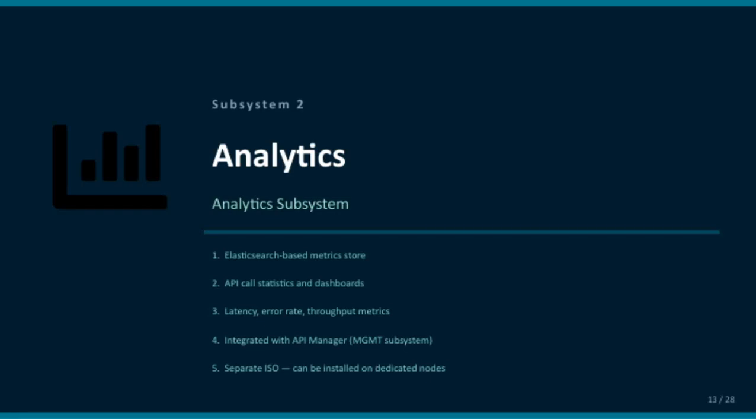Let's dive into the analytics subsystem and see what makes it tick. At its core, it uses an Elasticsearch-based metrics store. That's number one. On top of that, we get detailed API call statistics and dashboards, giving us clear insights at a glance. Then there are key performance metrics like latency, error rates, and throughput, crucial for understanding system health. It's integrated with the API Manager's management subsystem, streamlining control. And finally, this subsystem can even be installed separately on dedicated nodes, offering flexibility and scalability.